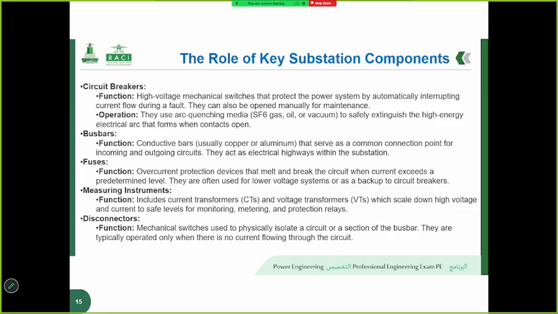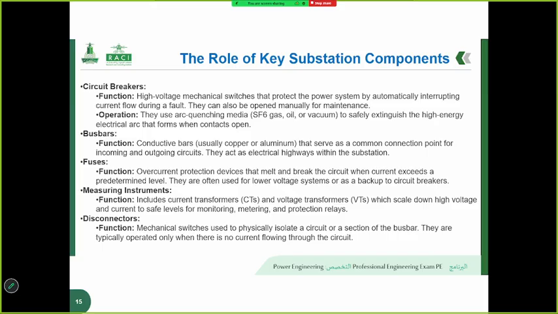And the last one is disconnectors. A disconnector or isolator is a mechanical switch that is used to physically isolate a section of a circuit or bus bar. It is not designed to interrupt current, so it can only be operated when there is no current flowing through the circuit. So these disconnectors are primarily used for safety.